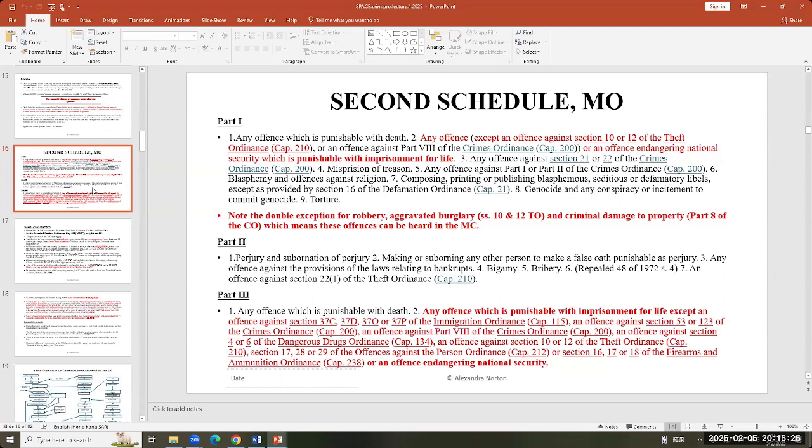So in other words, more indictable offenses with a maximum of imprisonment for life can be tried in the district court than in the magistrate's court. And that makes sense because the maximum sentence that can be imposed in the district court is 7 years. So it has higher sentencing jurisdiction. So it makes sense that a lot more indictable offenses can be tried there.